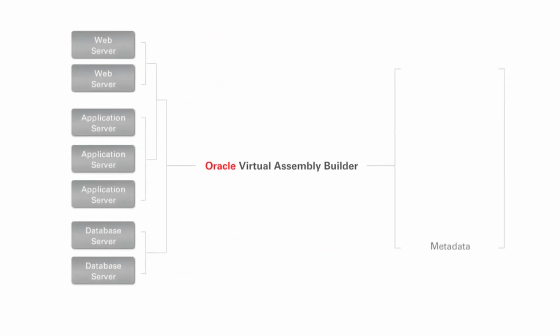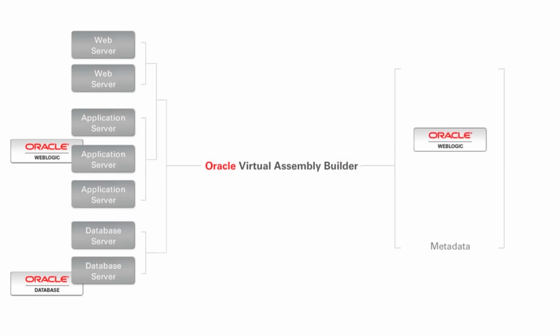For example, Oracle Virtual Assembly Builder can deploy a collection of virtual machines that contain WebLogic Server instances and a virtual machine that contains an Oracle database instance, and then automatically configure the connection among all the virtual machine instances, a process that would have previously required administrative assistance.